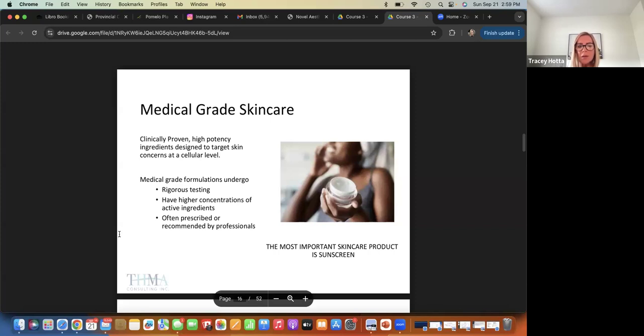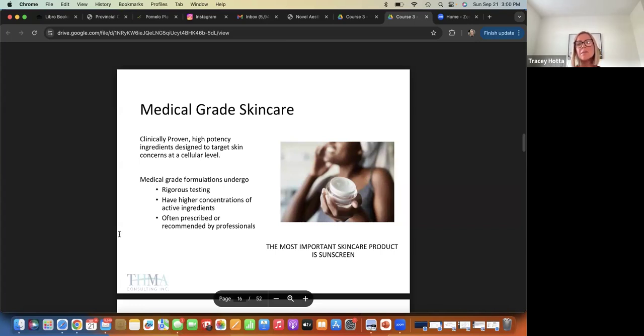So when we talk about medical grade skincare, we know exactly what's in the skincare we're recommending to our patient, and also the amounts that are in the skincare, which is very, very important. Sometimes you can read that a product at your pharmacy has vitamin C, but if you look, it could be the last ingredient on the list.